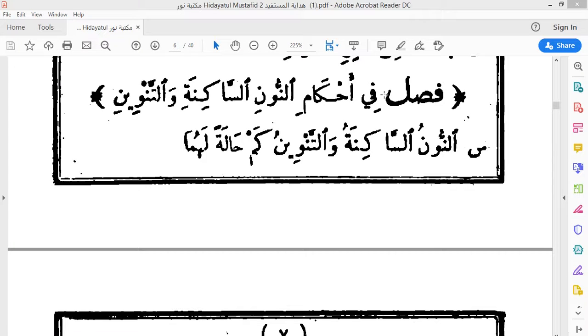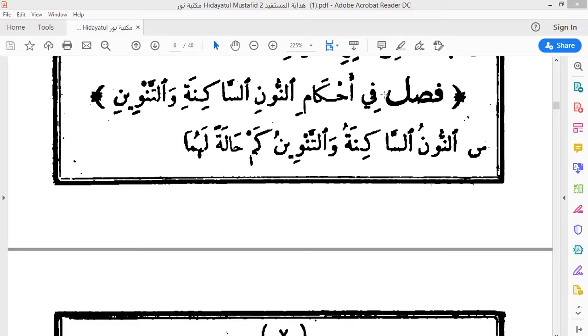We are going to take a new chapter titled Faslun fi ahkami nuni sakina wa tanween. A section or a chapter discussing the rules of Noonus Saakina, nun that has sukun, and tanween, and also the instances of tanween.